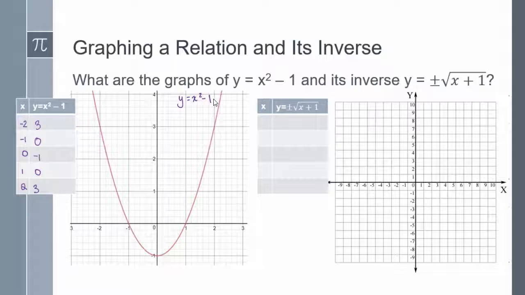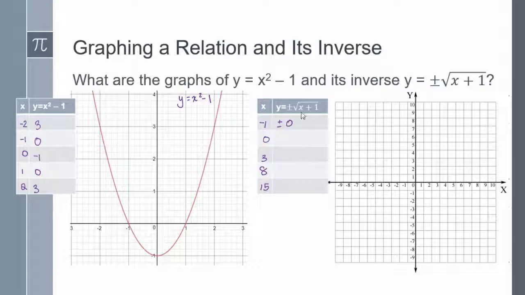Again, we can graph the parent function for the inverse, which is the square root of x, or we can do an input-output table, which is what I am going to do. For this function, I chose the values for x as negative 1, 0, 3, 8, and 15. I'm going to plug it into the equation y equals plus or minus the square root of x plus 1 and simplify it. At x equals negative 1, negative 1 plus 1 is 0, and the square root of 0 is plus or minus 0.